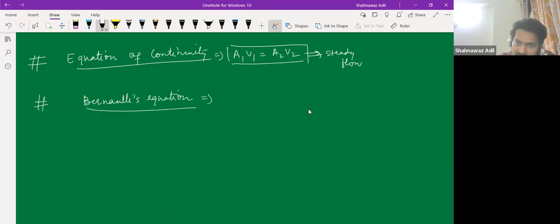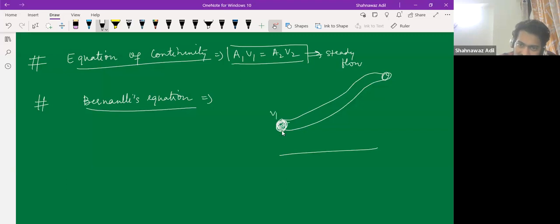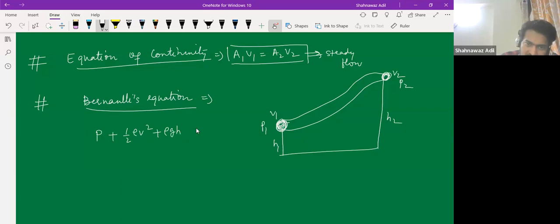Bernoulli's equation says that if you have, let's say, this thing, right? So this fluid has some velocity at this point, some height h1, some height h2, some velocity at this point, some pressure at this point, some pressure at this point. So Bernoulli's equation says that P plus half rho v square plus rho gh would be constant. So this is the Bernoulli equation.